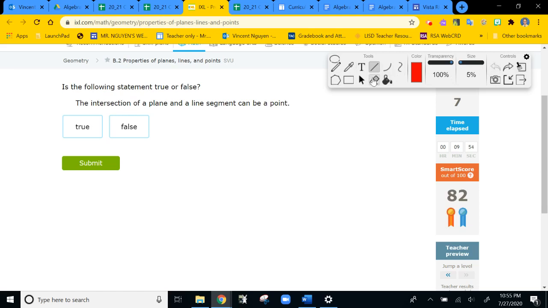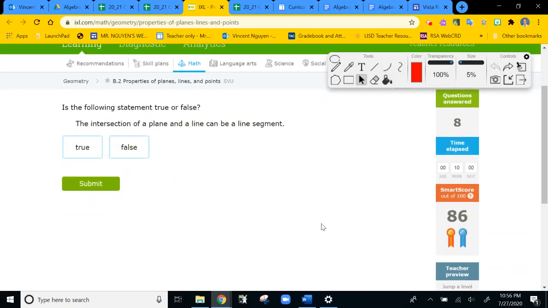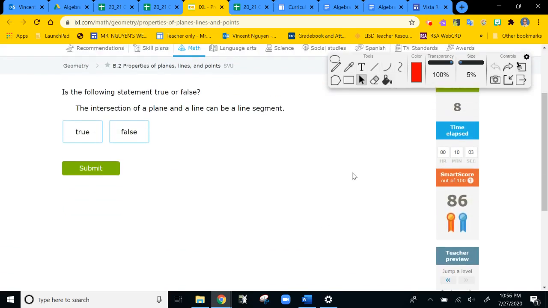So I'm going to select true, and let's see where we are. I want to hit the challenge zone really fast. All right, 86. Let's read this one. The intersection of a plane and a line can be a line segment. Actually, no, because a plane is open in all directions, and a line also extends indefinitely in both directions, so it cannot be a line segment where they intersect. So I'm going to say false. It actually intersects at a line, so I'm going to say false.